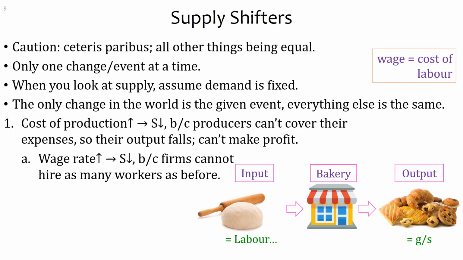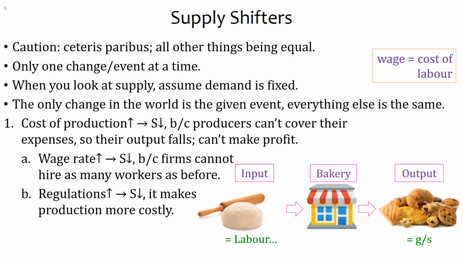Okay, so a good thing to remember is that wage is the cost of labor, and labor is one of our main resources. Another example is regulations. Regulations are restrictions or requirements by the government. If there's more of them, then the supply is going to drop because it makes production more costly. Okay. And another example is taxes on producers.